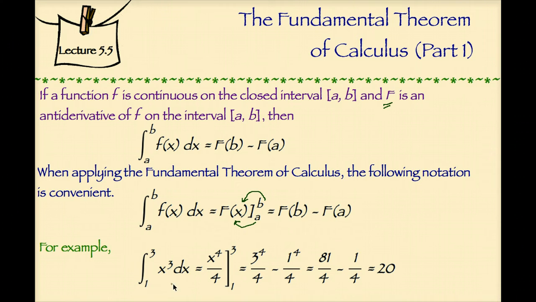Here's an example. If we're integrating x cubed dx from 1 to 3, the antiderivative is x to the fourth over 4 from 1 to 3. So first we plug 3 into the antiderivative, 3 to the fourth over 4, minus the lower endpoint in for the antiderivative, 1 to the fourth over 4, equals 81 over 4 minus 1/4, which is 20. Now that is the analysis of how you find a definite integral, but remember that also means that the area under the curve x cubed from 1 to 3 is 20.